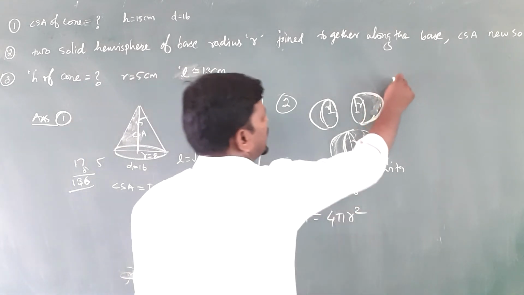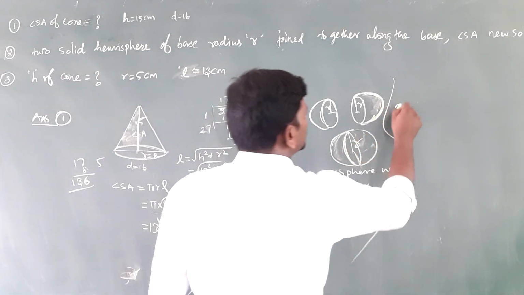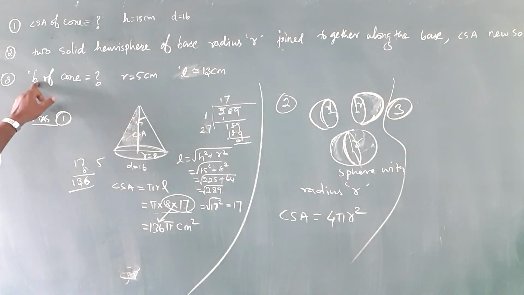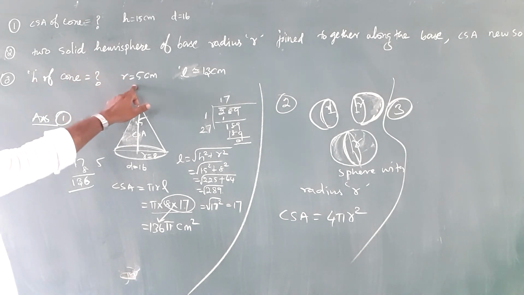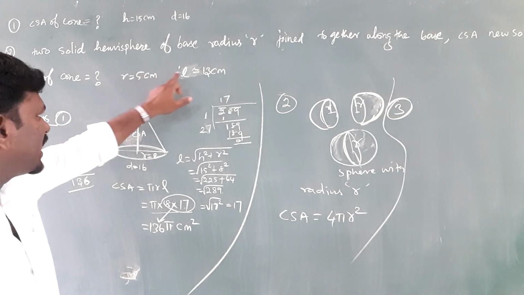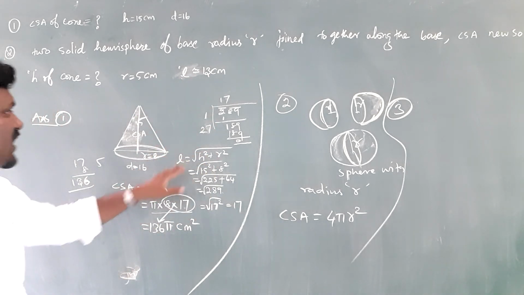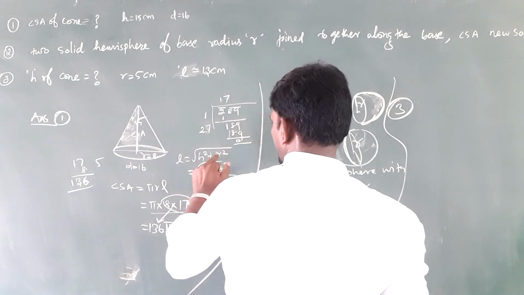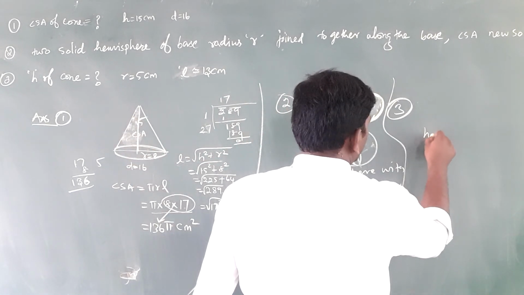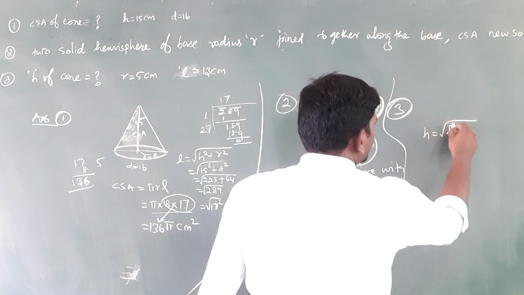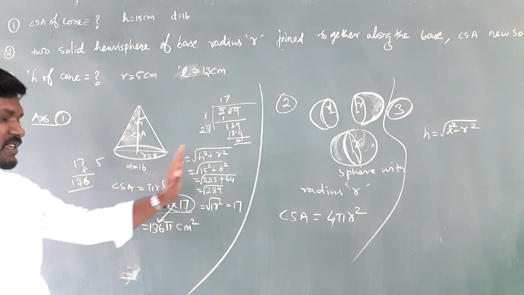Then look at the third question. Third question, the height of the cone, we have to find h. The radius of the cone is 5 and the slant height is 13. So, we already know the formula. L is equal to square root of h square plus r square. We can use this formula, otherwise we can use h is equal to square root of L square minus r square. The same formula only we are using there.